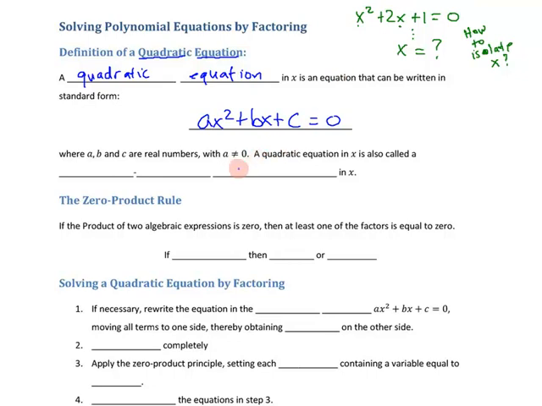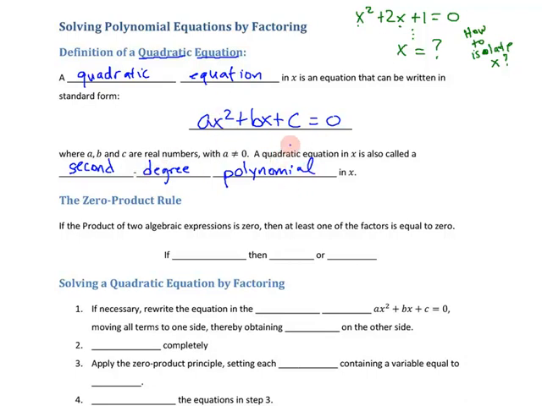A quadratic equation in x is also called a second degree polynomial in x, because quadratics are second degree polynomials. Remember, the degree of a polynomial is the degree of the term that has the highest degree, which in this case is the 2. So it's a second or 2-degree polynomial.